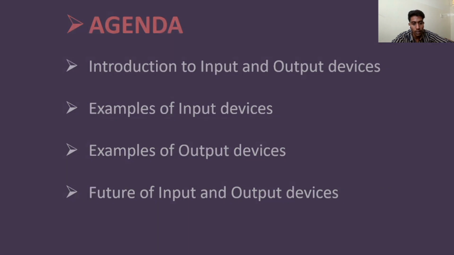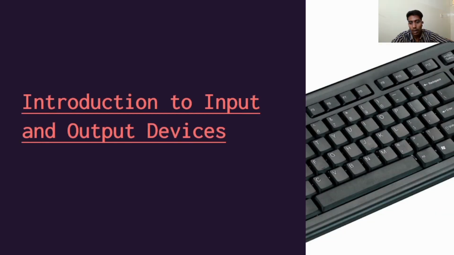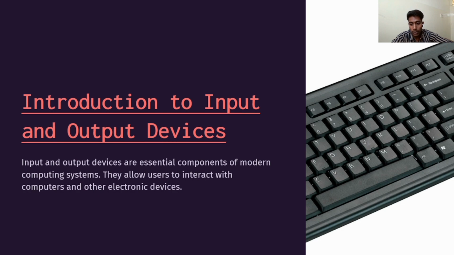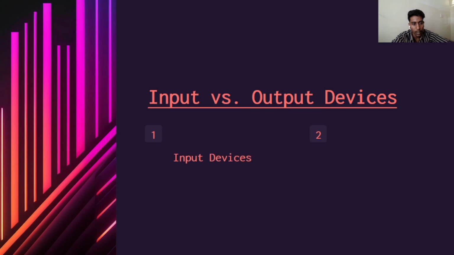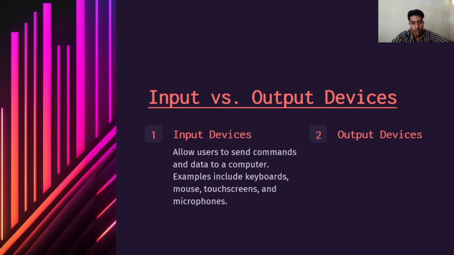So let us start with a brief introduction to input and output devices. Input and output devices are essential components of modern computing systems. They allow users to interact with computers and other electronic devices. So let us know what is meant by input and output devices. Input devices allow users to send commands and data to a computer. Examples include keyboards, mouse, touch screens, and microphones.